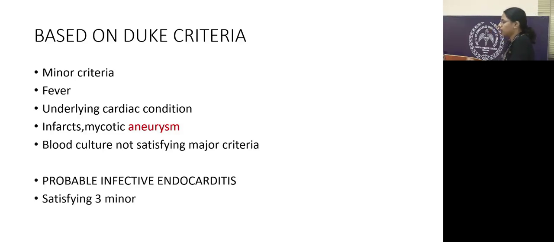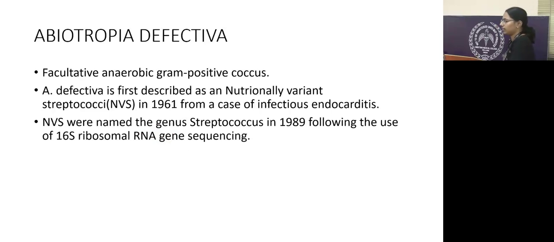I want to talk about 2 points about Abiotrophia defectiva. It is a facultative anaerobe. It's a gram-positive coccus belonging to the Streptococcus family. Initially it was called a nutritionally variant Streptococcus.